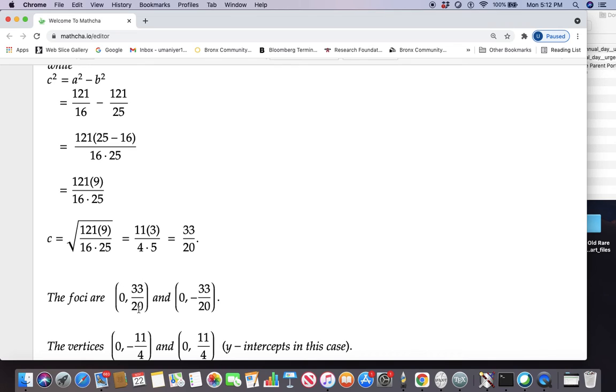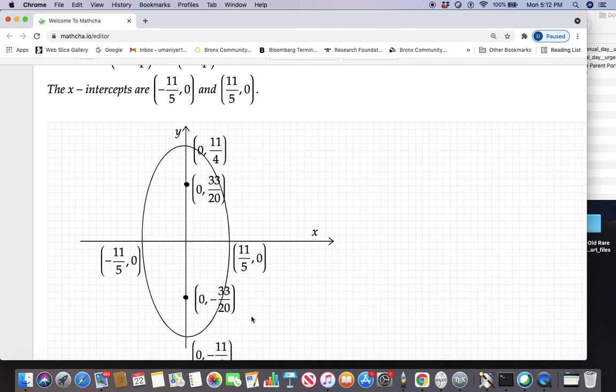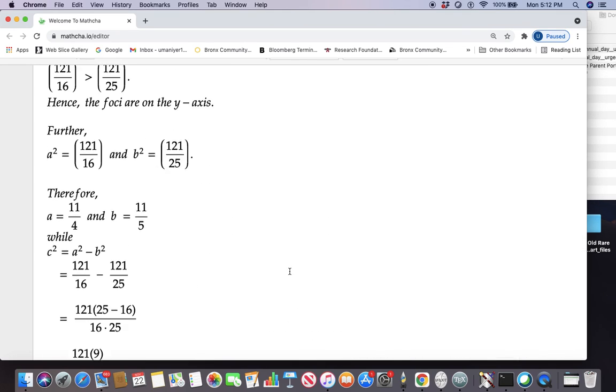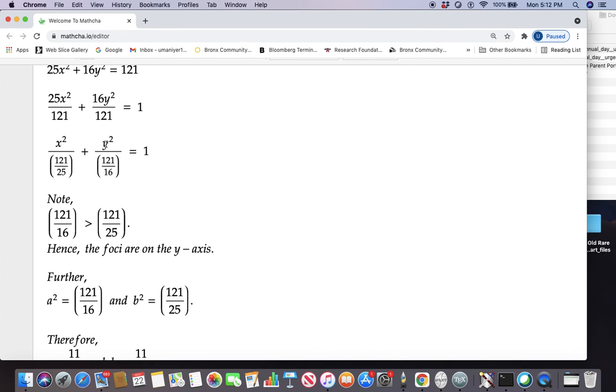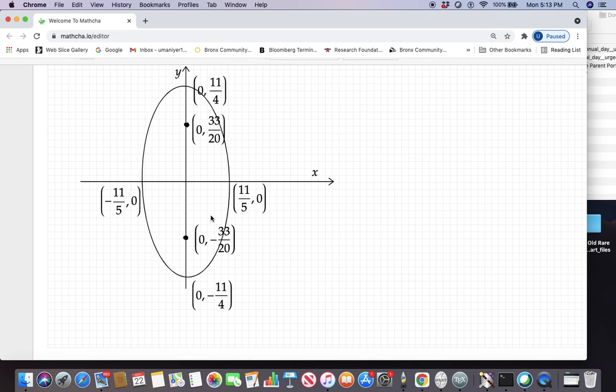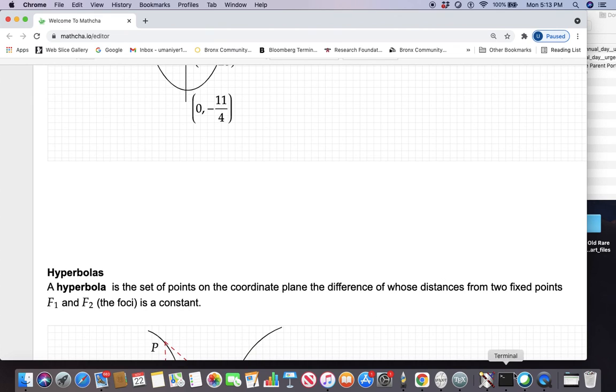The foci are on the y-axis. The vertices are on the y-axis. And the co-vertices are on the x-axis. So this is your picture. All of this held true because the larger denominator went with y. So the foci are on the y-axis, the vertices are on the y-axis, and the co-vertices are on the x-axis. This is the major axis. This is the minor axis. All right. Next video, we will work on hyperbolas.